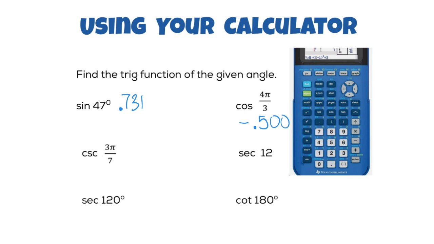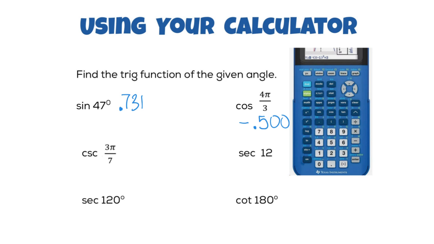Okay, let's try this next one. Now we're getting into something. This is the cosecant of 3 pi over 7. First thing is that I'm in the appropriate mode. I was in radians. I still want to be in radians, but I have to do cosecant. Since there is not a cosecant button, what I'm instead going to do is find the sine, which is its reciprocal, of 3 pi over 7.